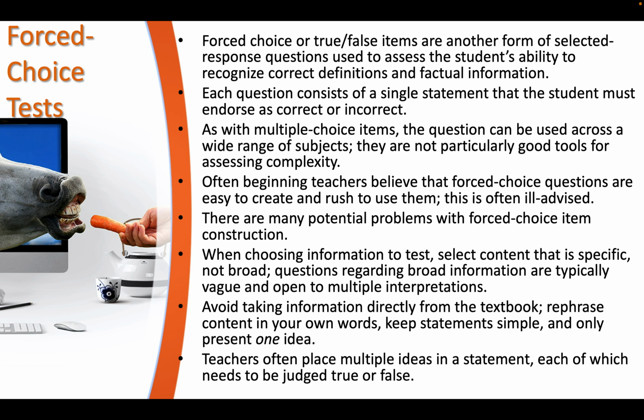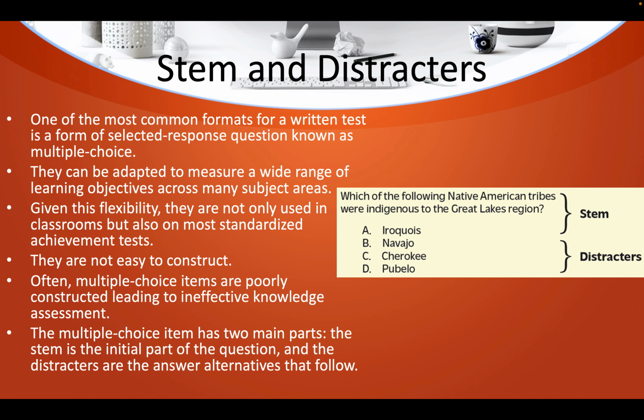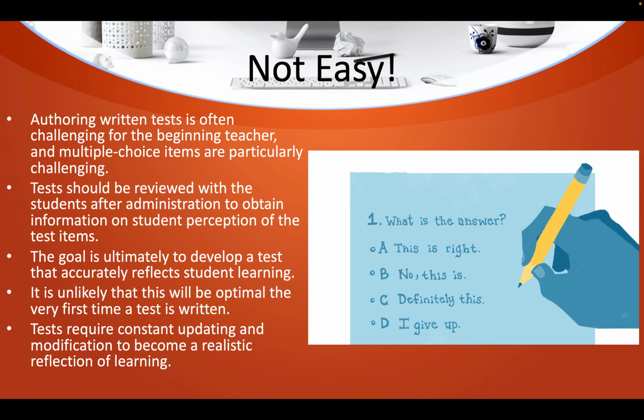Often, beginning teachers believe that forced choice questions are easy to create and rush to use them, and they sure as the world are much easier to create than one of these. And the reason is because you can come up with a question and you know what the right answer is. Now you have to come up with the wrong answers. And that's not always easy. Sometimes I will really struggle with coming up with wrong answers. Sometimes you get two really good wrong answers, and then that third wrong answer, you just can't find it. It's got to be here somewhere. Anyway.